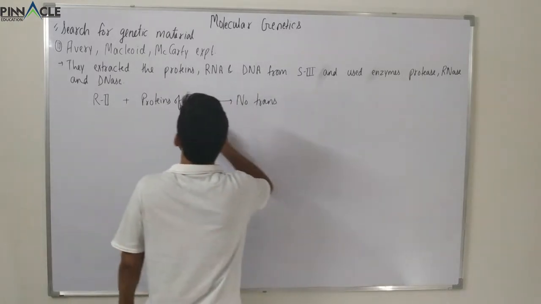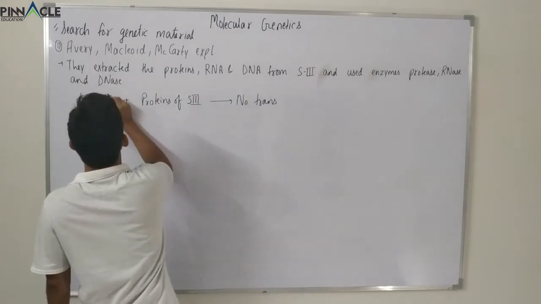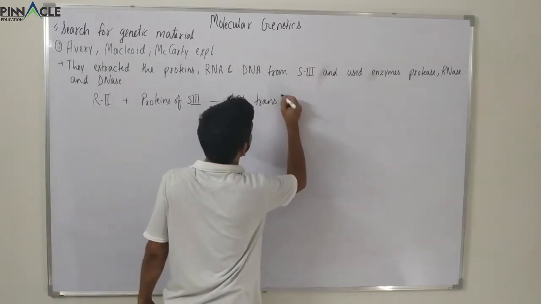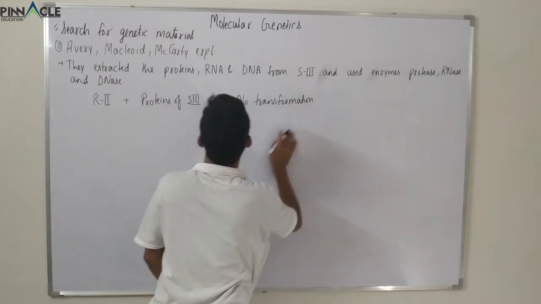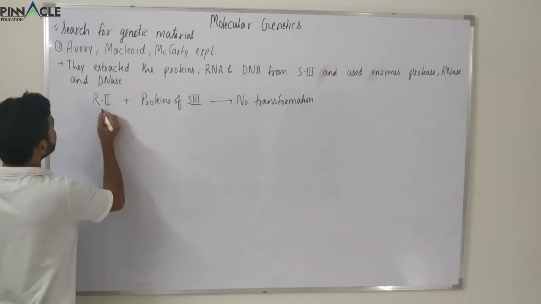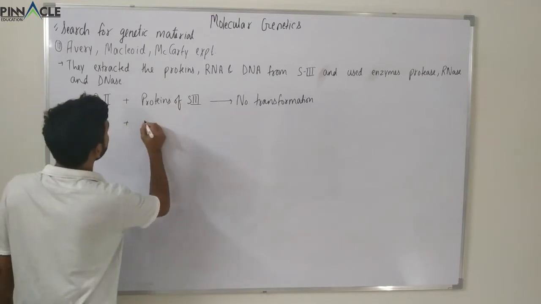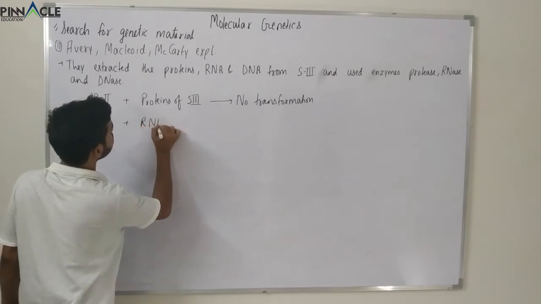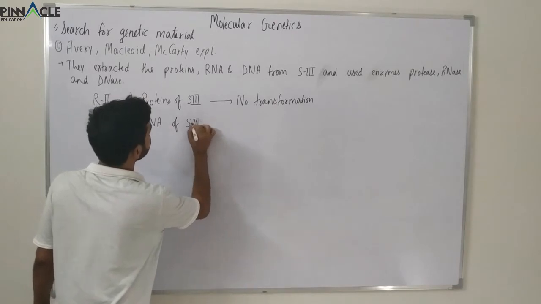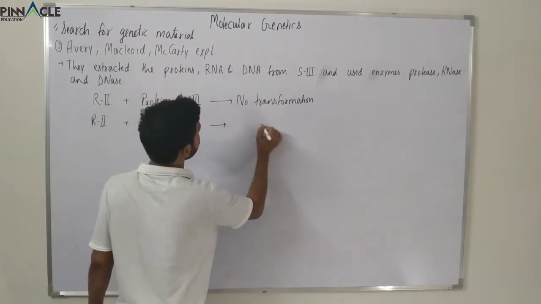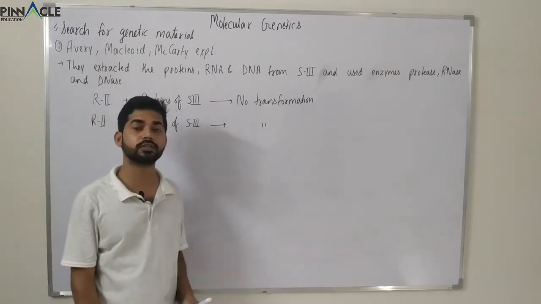So we first took the proteins of S3 and mixed them with R2, but still it did not cause any transformation. Then R2 was taken with the RNA of S3. But here also no transformation occurred, that is R2 did not change into S3 and cause disease.